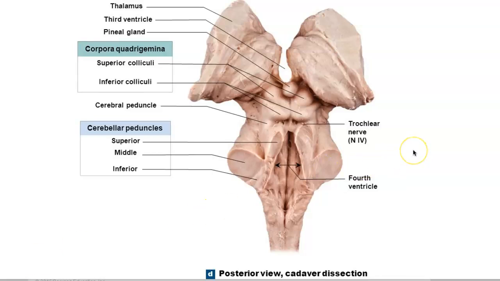This is a real one. So this has been dissected out of a brain. Here's the thalamus. Here's the thalamus. Here is the area where the third ventricle would be. So this is kind of cool.